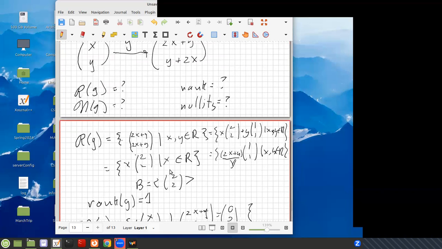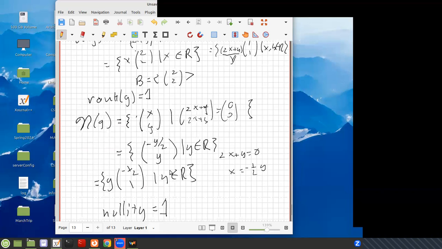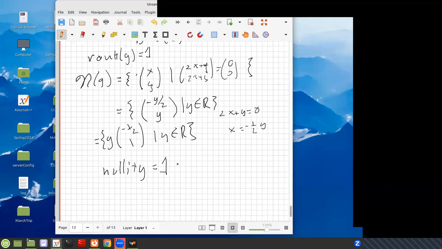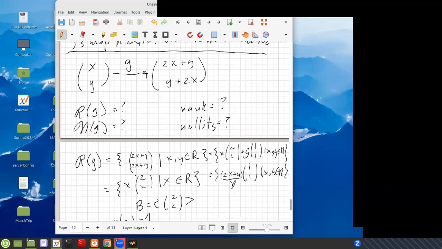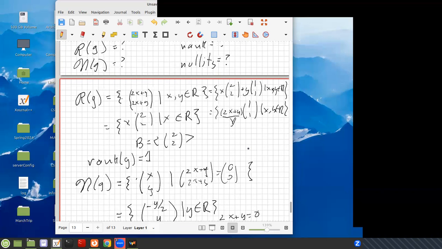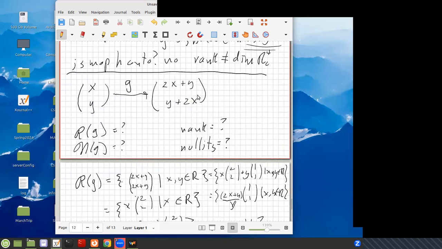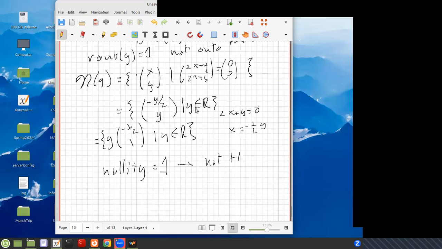So you were just saying it's 1-to-1. Yeah, it's not. This shows you it's not 1-to-1. And what about onto? No, it's not onto, because the rank is not equal to 2, the dimension of the codomain. So it's neither 1-to-1 nor onto.